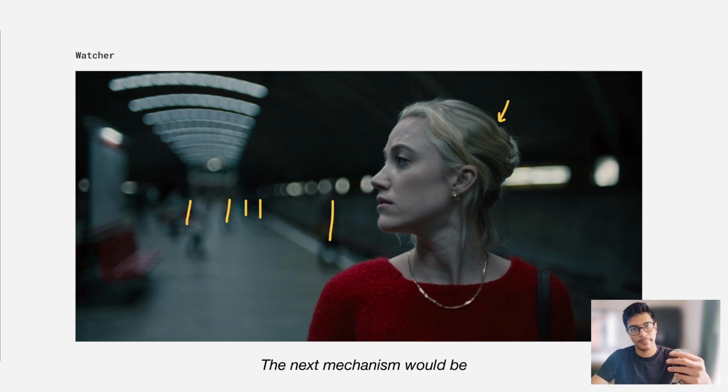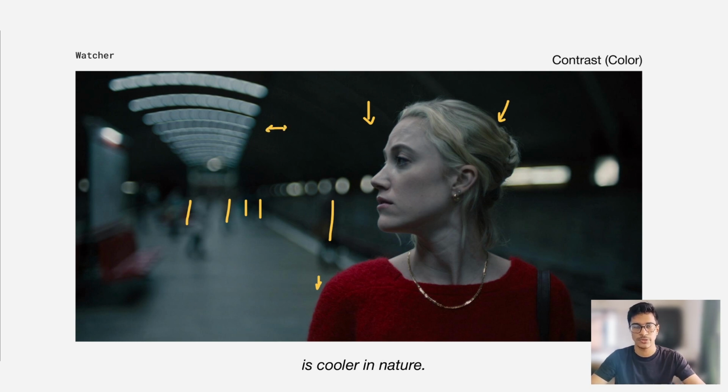The next mechanism would be contrast, as her face is brightly lit in comparison to her background, which creates a stronger read between the foreground and the background elements. The third mechanism that is working would be the tonal difference of color between the dress and the rest of the entire scene, which is cooler in nature. So there is an opposite of color.